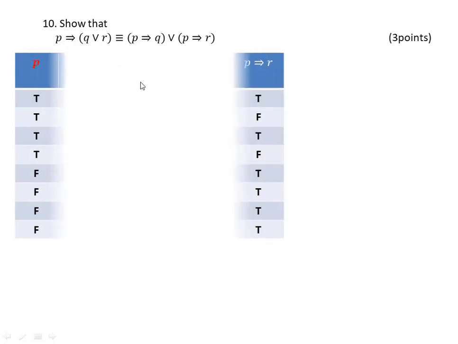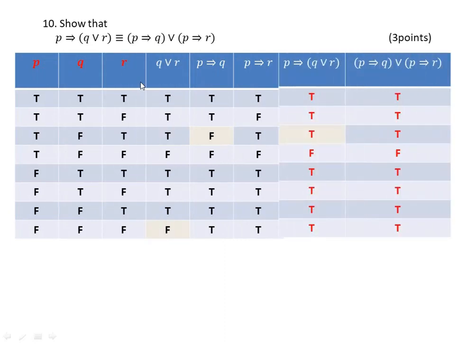And since P implies Q is negation P or Q, and P implies R is equivalent with negation P or R, then by using the associative law for disjunctions, we can prove it in a simple case. But in our case, we show this by constructing a truth table. Now here, since we have 3 propositions, P, Q, and R, they have 8 possible combinations. The truth table is given here.